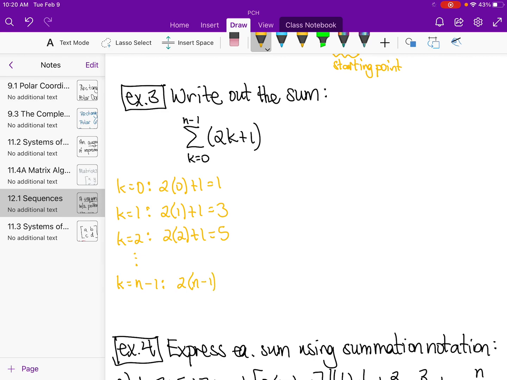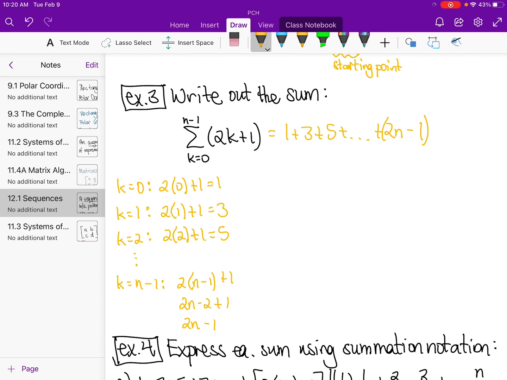So I'm going to plug in an n minus 1 and simplify it to get that. The way I would write the sum, going from the short notation, which is summation notation, to the long notation, which is writing out the sum, I would go like that. And I would probably put that in parentheses to make it clear that that's all one term.